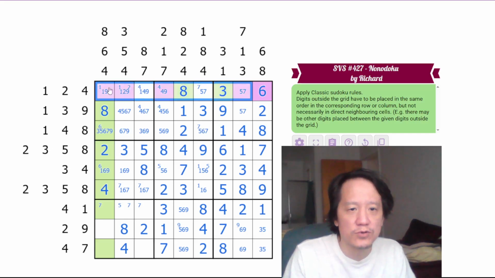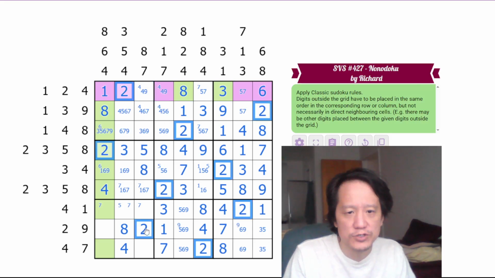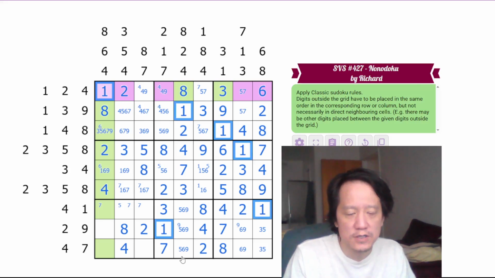Where's a 2 in row 1? It must be here. So this is 2, which makes that a 1 in front of it. That means this can't be 1. This is 2. We should have all the 2s. Yep. We should have most of the 1s. Yep. Which means, where's the 1 in row 9? It has to be here.